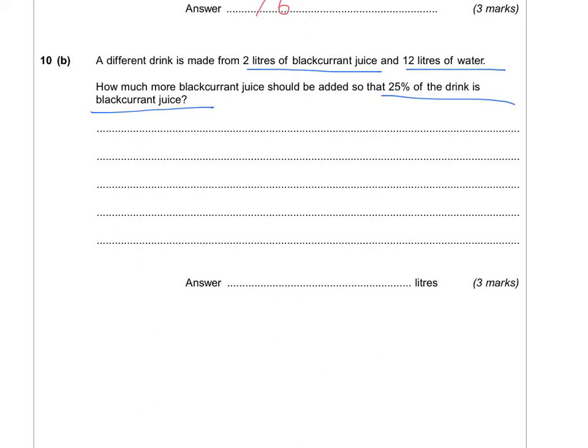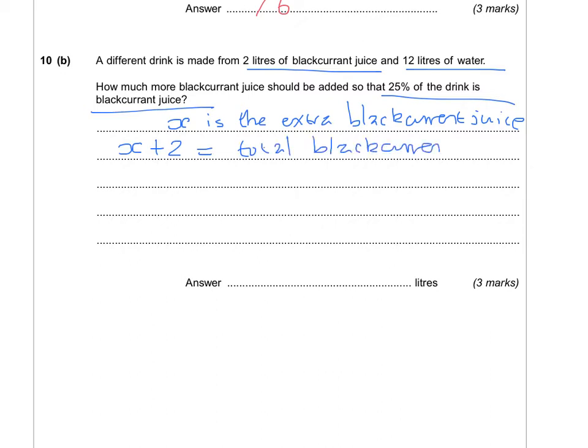So let's say that x is the additional or the extra blackcurrant that we're going to add in. Now, the total amount of blackcurrant when we add this extra in is going to be x plus 2 litres. The total volume of liquid overall is going to be x plus 2 plus 12, or x plus 14.